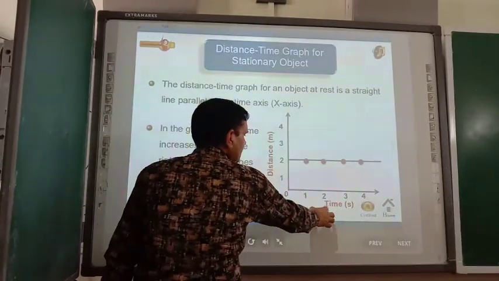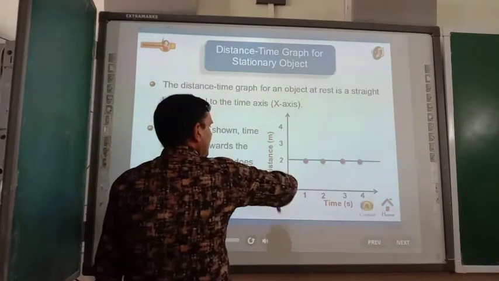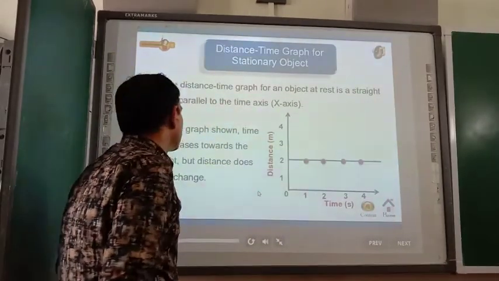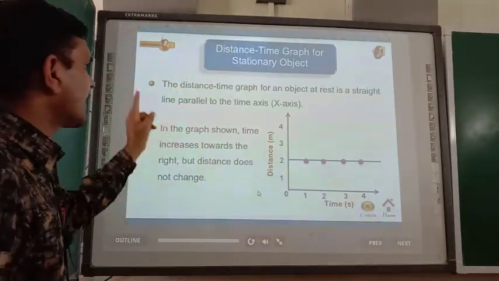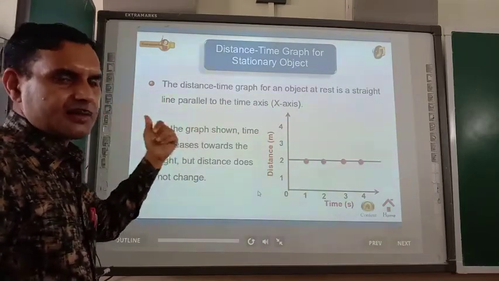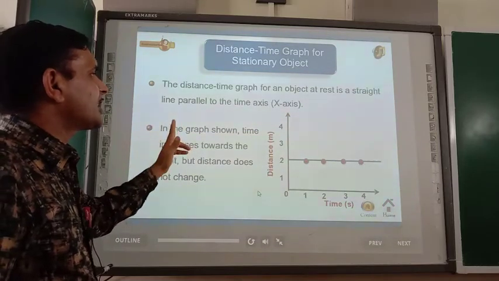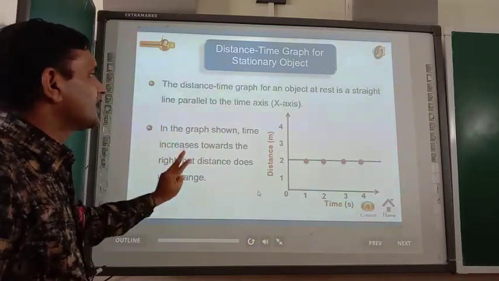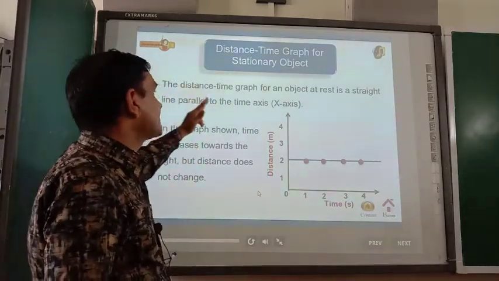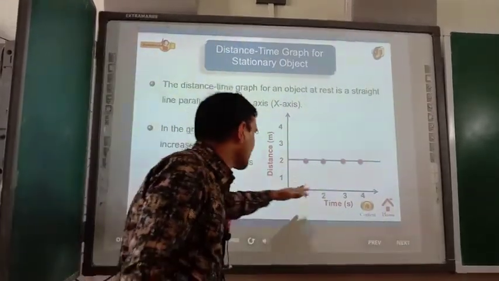On the OX axis we have taken time in seconds. On this side, what have we taken? Distance in meters, 1, 2, 3, 4. Just try to understand the distance time graph for an object at rest is a straight line. Suppose one object is there which is stationary. The graph of that stationary object should be a straight line. The distance time graph for an object at rest is a straight line parallel to the time axis.